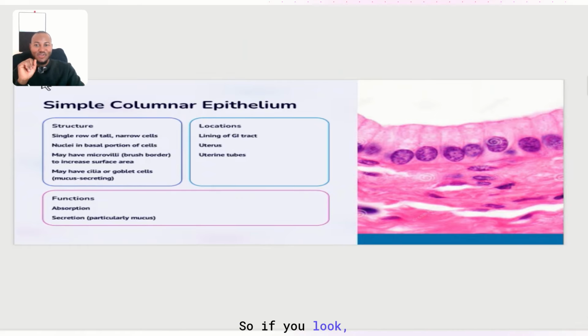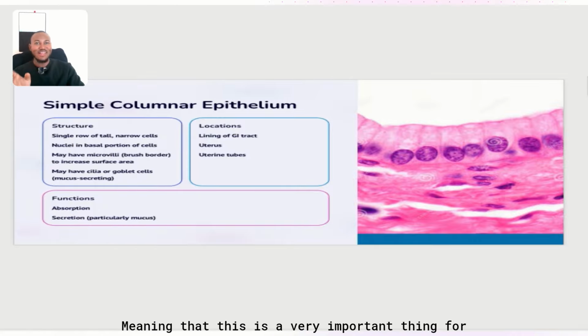So if you look, you will see they are tall. All of them are touching the basement membrane. You see? Where are they found? Remember, where are they found? Uterus, uterine tubes, lining of the GI. We've mentioned it before. We answered it in terms of location. We've answered in terms of function. And now we answered it in terms of structure, meaning that this is a very important thing for you to pay attention to. Simple columnar.